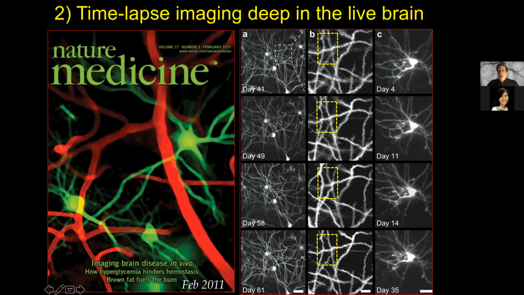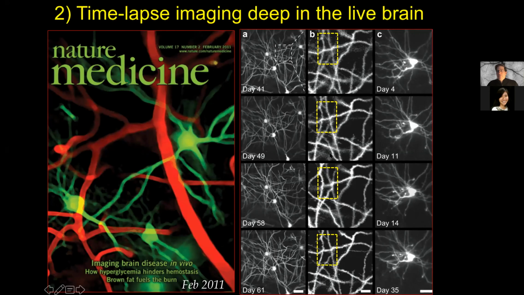This is a transgenic mouse that is expressing a fluorescent protein in a subset of so-called hippocampal pyramidal cells. And if you look at these time-lapse image data sets, you can see that we can follow these individual neurons, in this case, using the 2-photon microendoscopy approach over periods of 2 months or more.